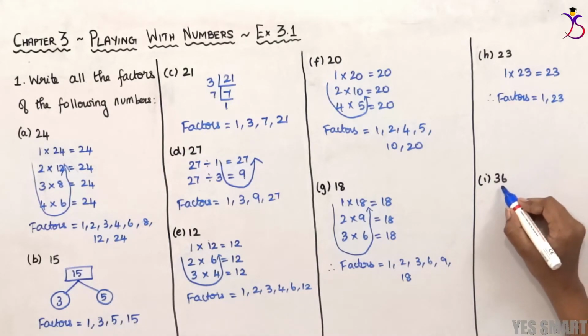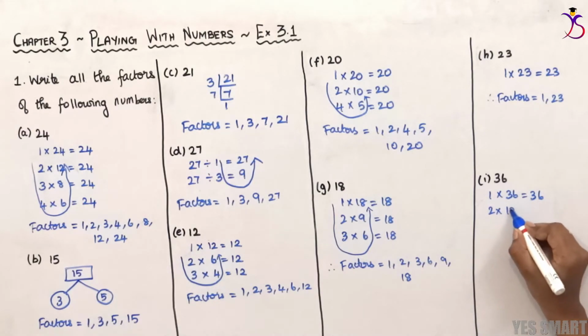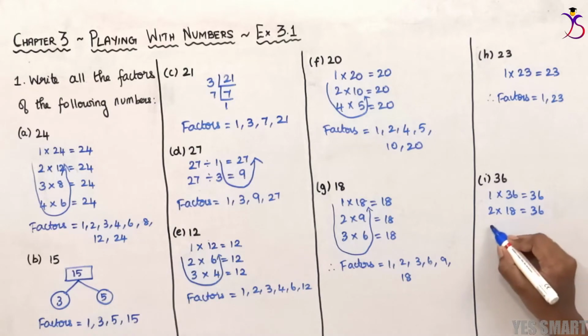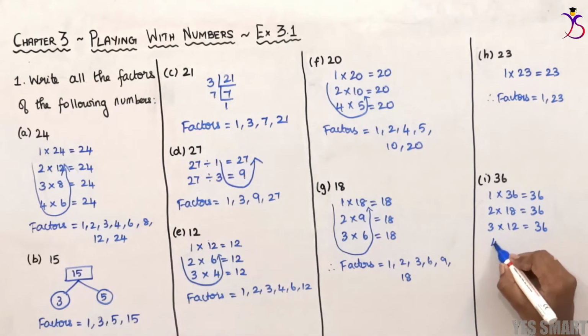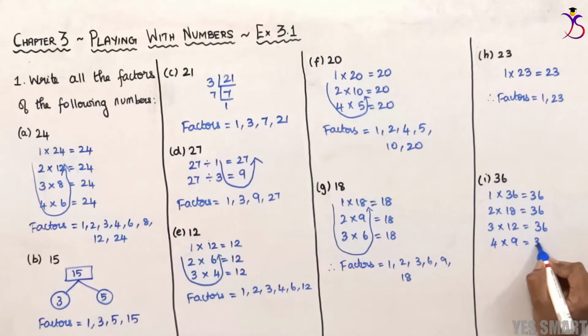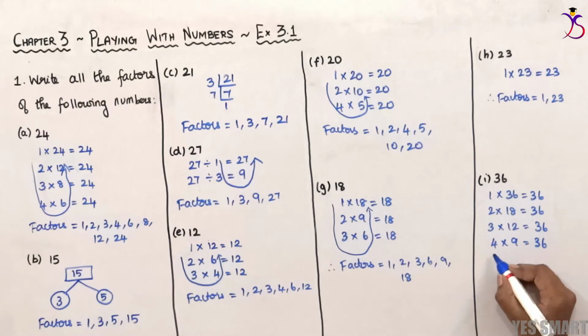I sum, 36. Let's start with 1. 1 36s are 36. After 1, we have 2. 2 18s are 36. After 2, 3. 3 12s are 36. After 3, we have 4. 4 9s are 36. After 4, we have 5. 36 is not divisible by 5.